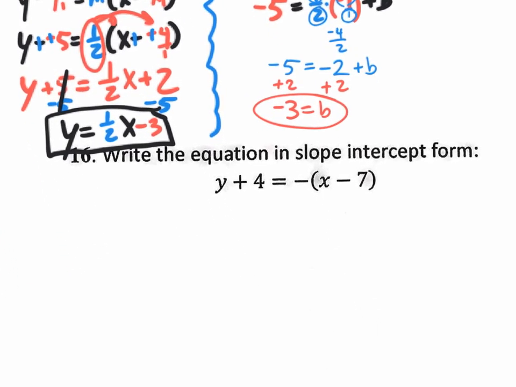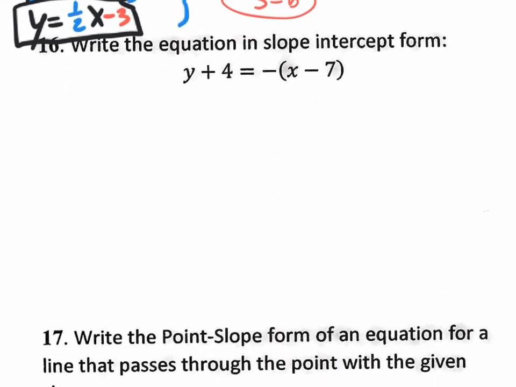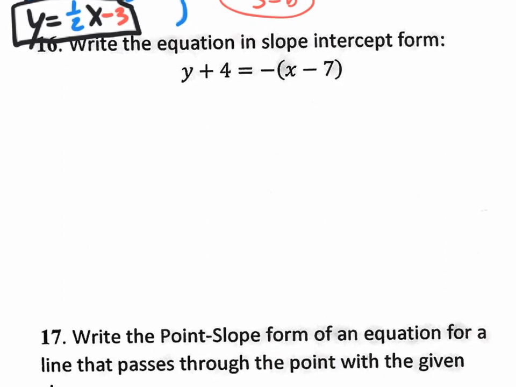So let's move on to number 16. Write the equation in slope-intercept form. That one's easy. All you have to do is change the way it looks. So you want y by itself and you don't want those parentheses. What would be the first thing that you do?